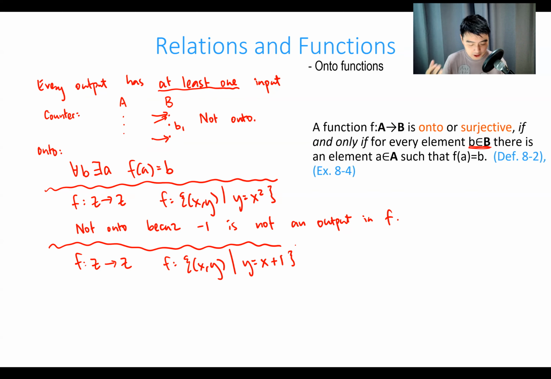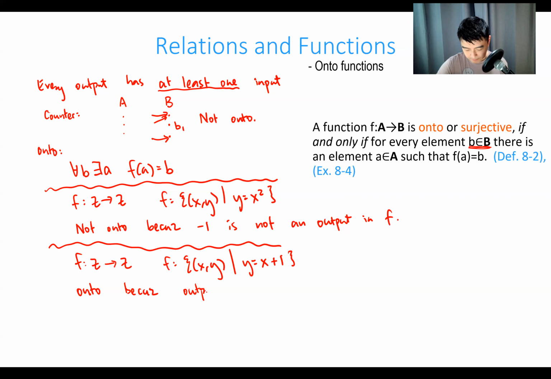Well, we can make an argument that no matter what y you give it, there's always going to be x minus 1, sorry, y minus 1, that is the input for that y, right? There's always a y minus 1 that acts as an input for that y. And every number, every integer has a minus 1.